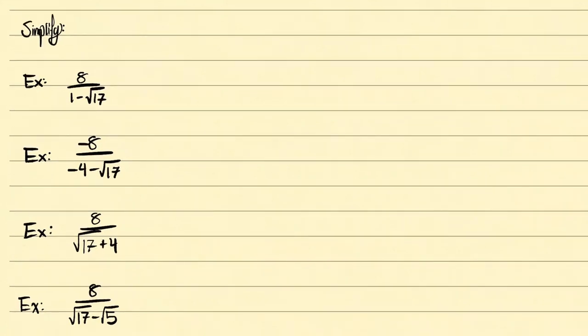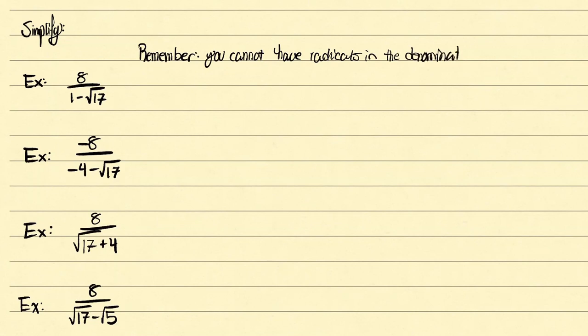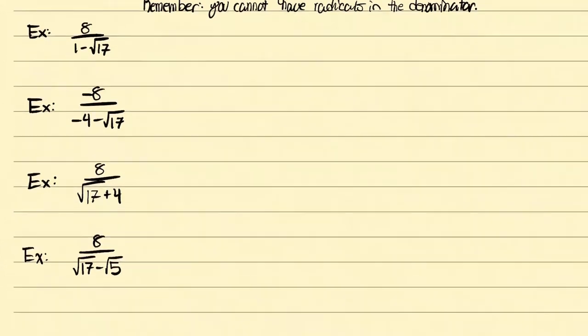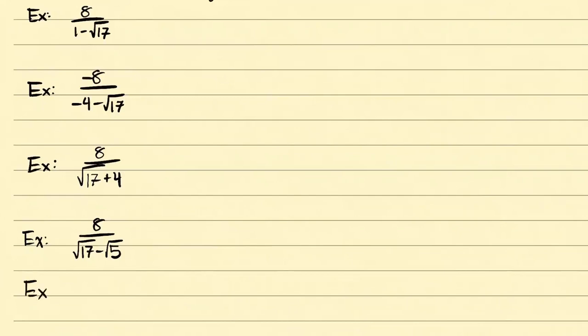So remember, you cannot have radicals in the denominator. That's the standard that we set for fully simplified. So all of these have radicals in the denominator, so we need to get rid of them in some way. And maybe I'll add just one additional example. So we'll start off with this example, actually.